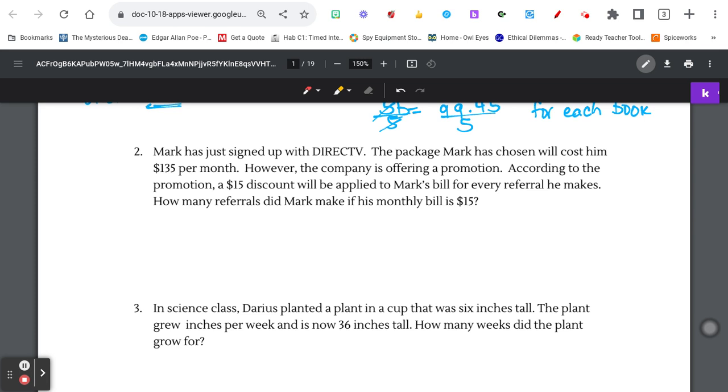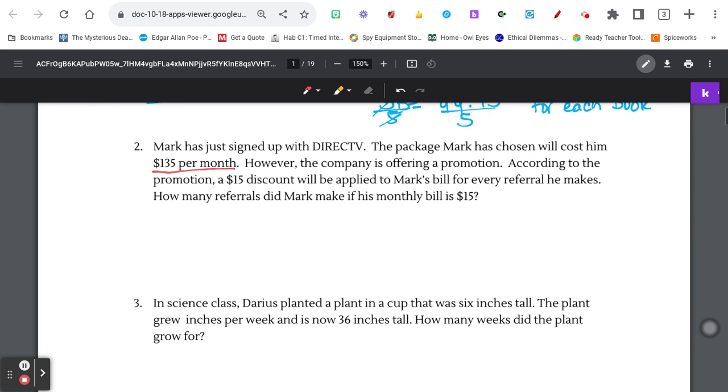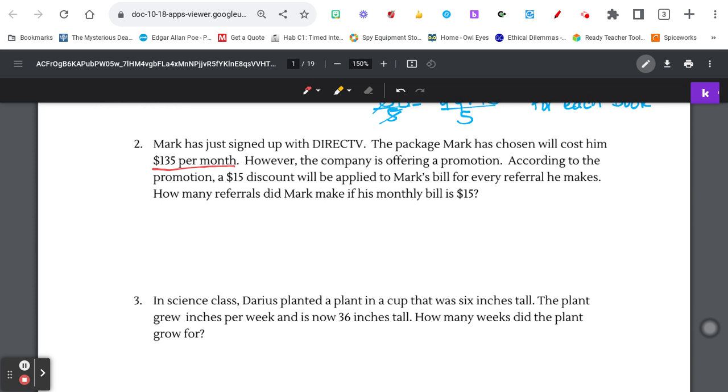Number 2 says Mark has just signed up with DirecTV. The package Mark has chosen will cost him $135 per month, so that's important. That's his cost per month. However, the company is offering a promotion. So, promotion, he must be getting some discounts somewhere.